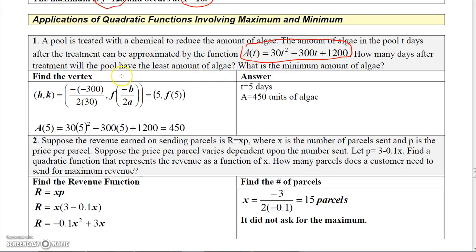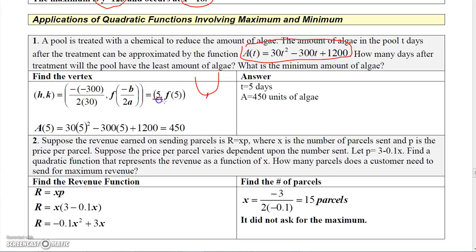of algae? Well, I'm just going to use the vertex formula. I know this is a parabola, and I know it opens up, so it must have a minimum. Okay, so to find that minimum, I need the vertex. So since b is minus 300, I can do minus b over 2a. So I have minus negative 300 over 2a. A is 30, so that's going to give me 300 over 60, which is 5.